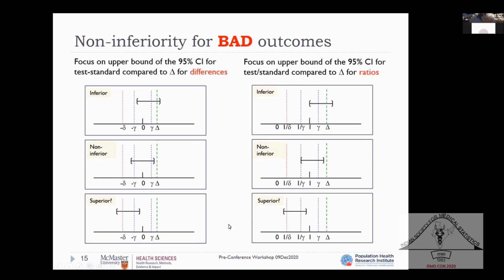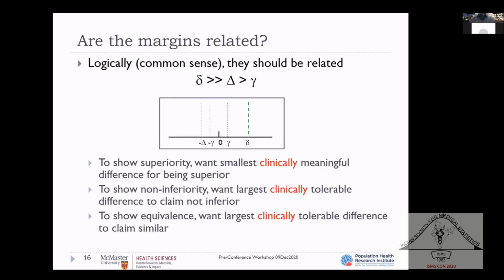And so this is how we go about doing non-inferiority trials. What we have to do is specify this delta. This non-inferiority margin is the crucial thing when you are planning and thinking about non-inferiority trials. And are the margins related? Remember that delta is the margin for a superiority trial.